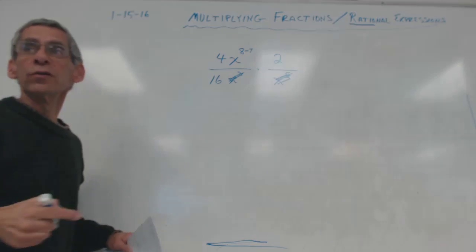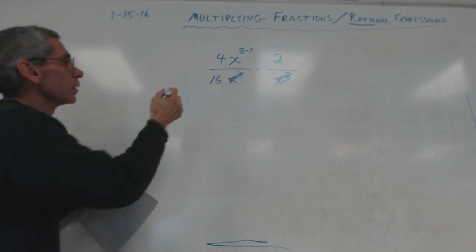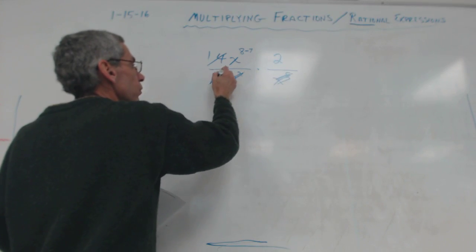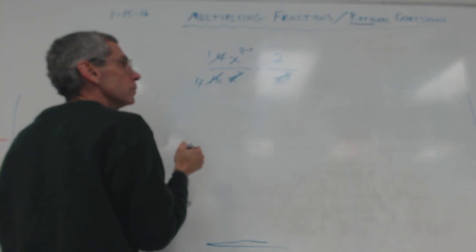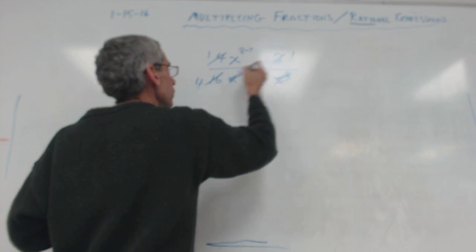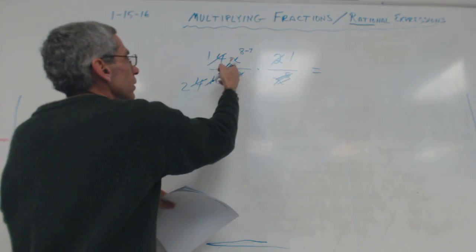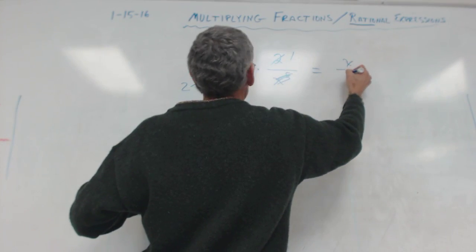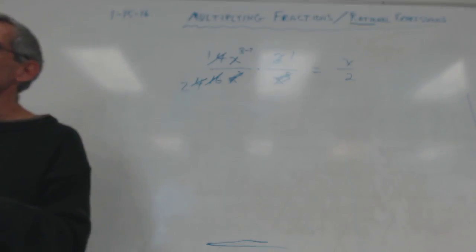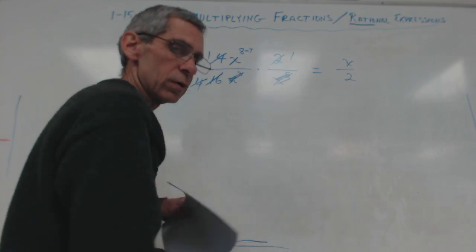Okay, now let's do the numbers. What do we do with the numbers? 16 divided by 4. 4 goes into 4 once, 4 goes into 16 4 times, 2 and 4. 2 goes into 2 once, 2 goes into 4 twice. My final answer is x over 2. You got it? Make sense? Awesome. Great. Very cool. Okay, that's it.